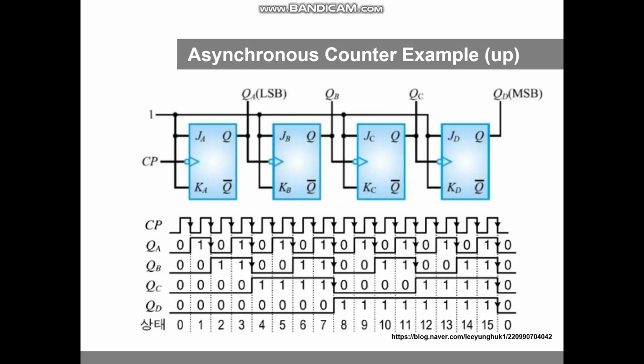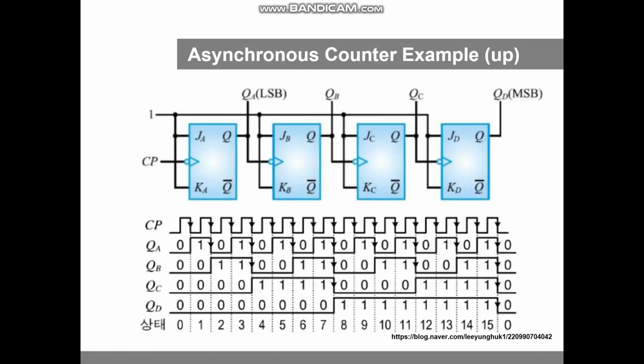In the asynchronous counter, clock pulses are input only to the clock pulse input of the first flip-flop, and the other flip-flops use the output of each flip-flop as the clock pulse input of the next flip-flop. Asynchronous counters are usually designed with JK flip-flops or T flip-flops, and there are up counters and down counters. This picture shows an example of a 4-bit asynchronous up counter.